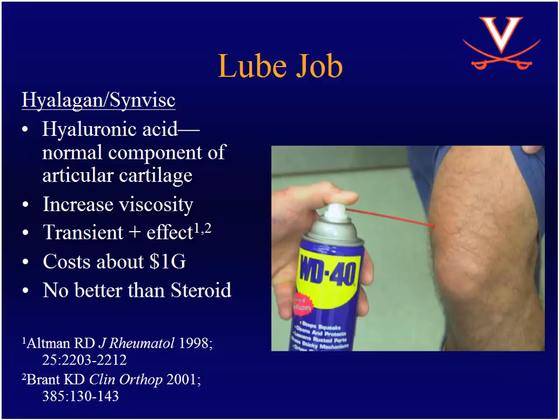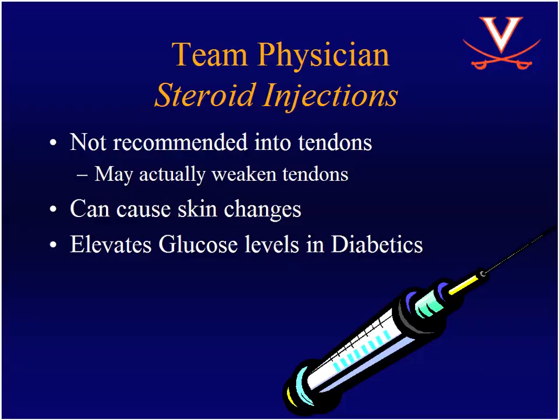Hyalgan, Synvisc, really haven't justified their use. One study showed they're no better than steroid. And at most, they have a transitory benefit of 3 to 6 months. Steroid injections, never recommend injecting into tendons. They can cause skin change, and they elevate the glucose level in diabetics. That last fact is commonly tested on questions.